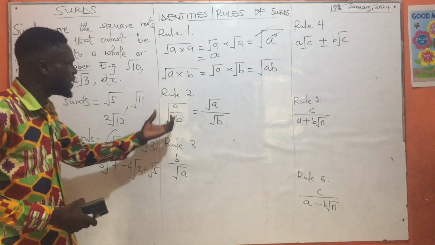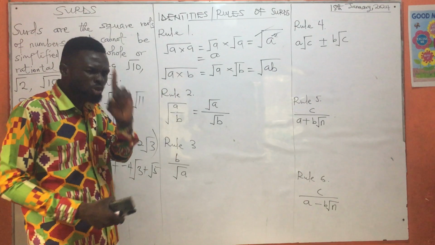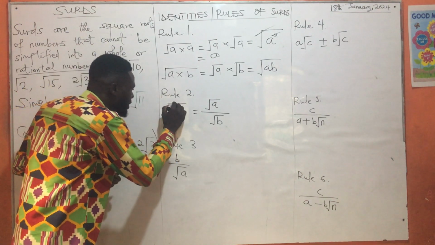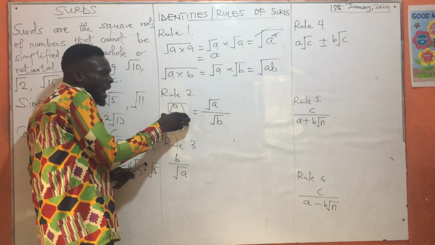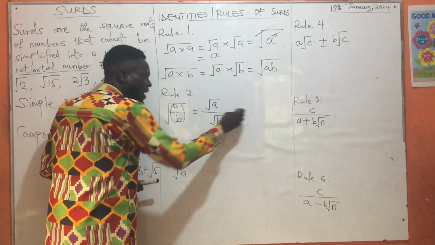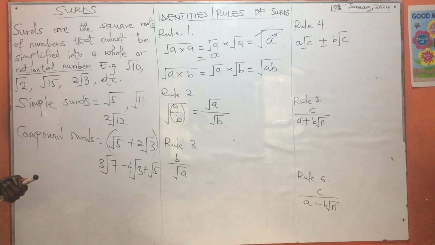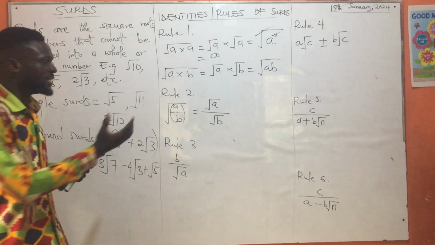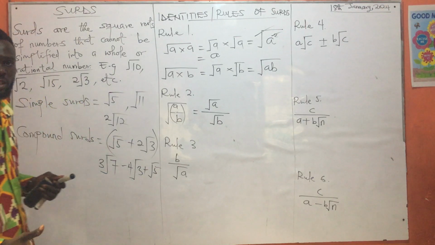So anytime you are being given the square root of A over B, know that the square root is for the numerator and it is also for the denominator. So I can also write this expression as set A over set B. Very, very important. That is what the second rule is saying. Then, if these are values that can be simplified, you simplify them to get your answer.